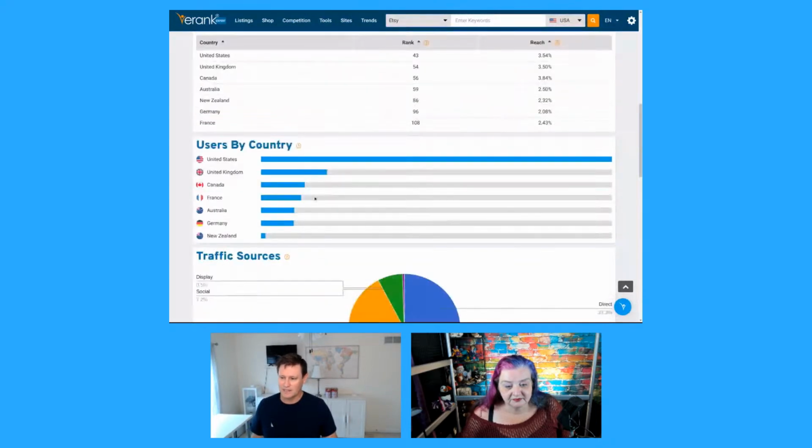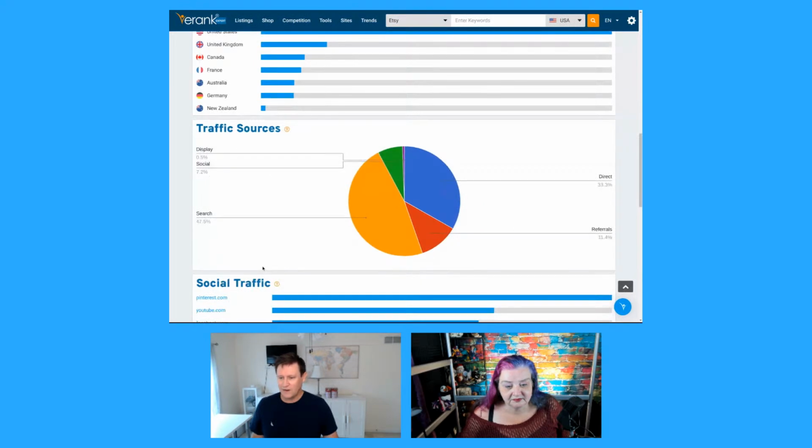We have a visual sort of breakdown. We can tell you where people come from to visit Etsy. So search is the dominant player here.